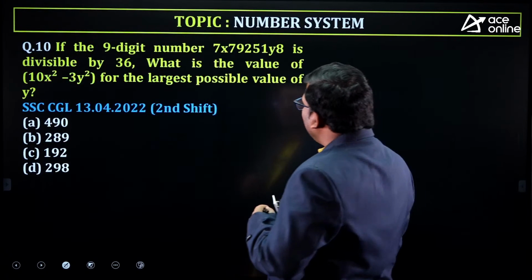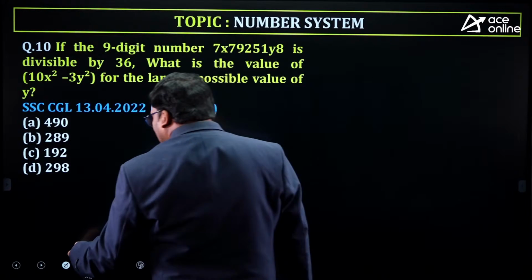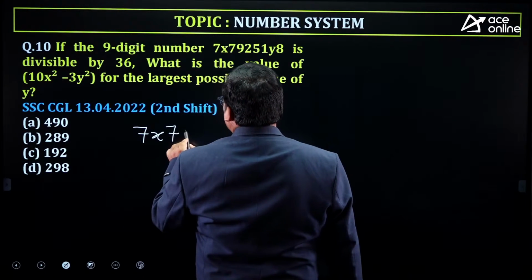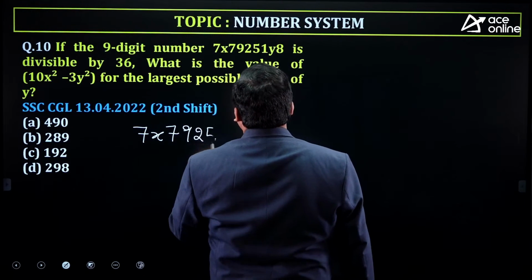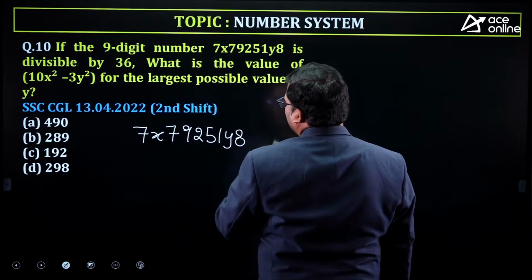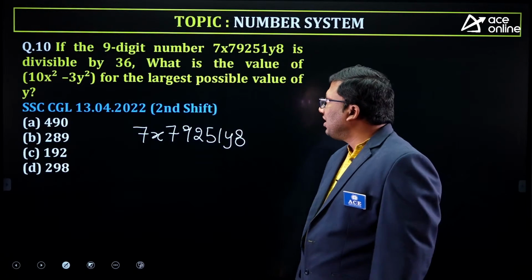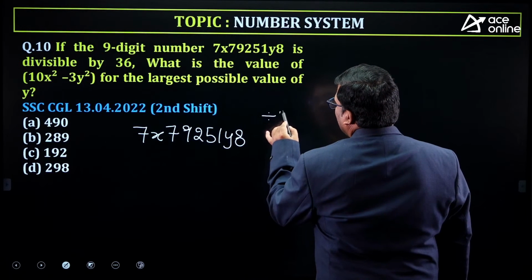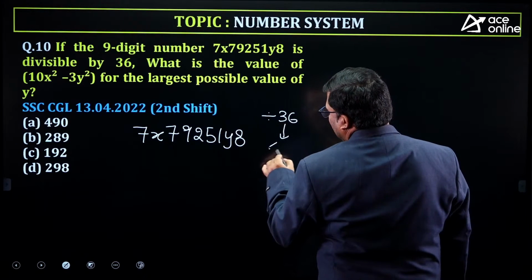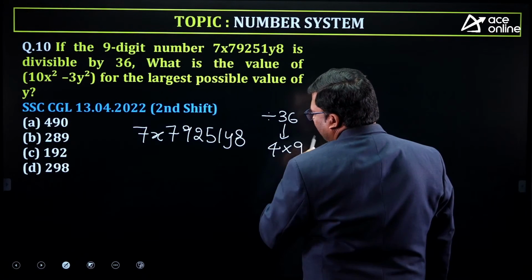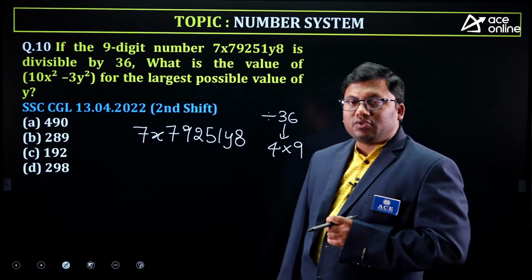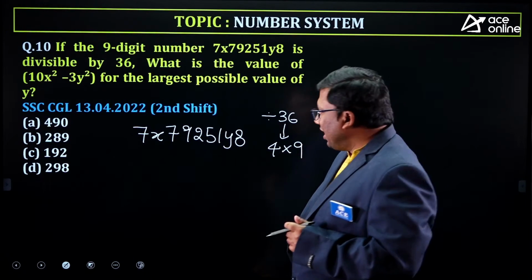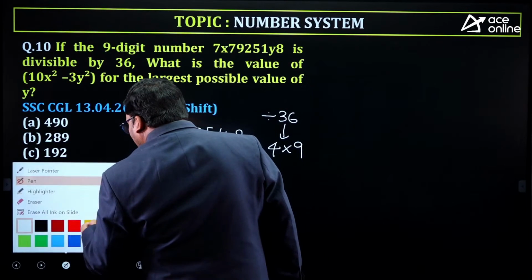Next one. There is a 9-digit number, let us write it: 7x79251y8. It is divisible by 36. 36 is 4 into 9. The answer should be divisible by 4 as well as 9.